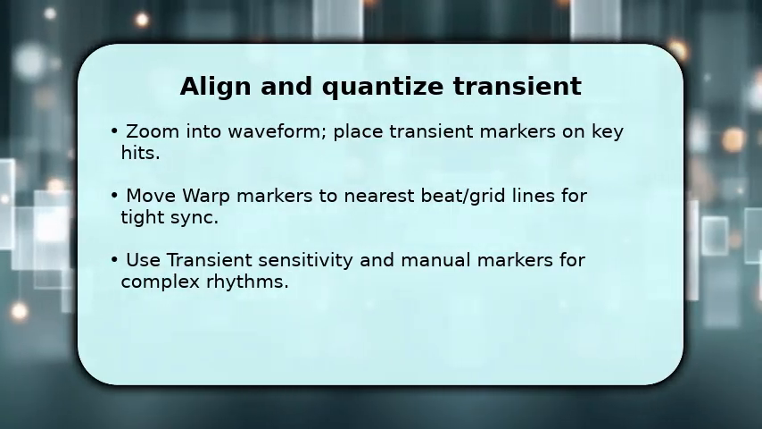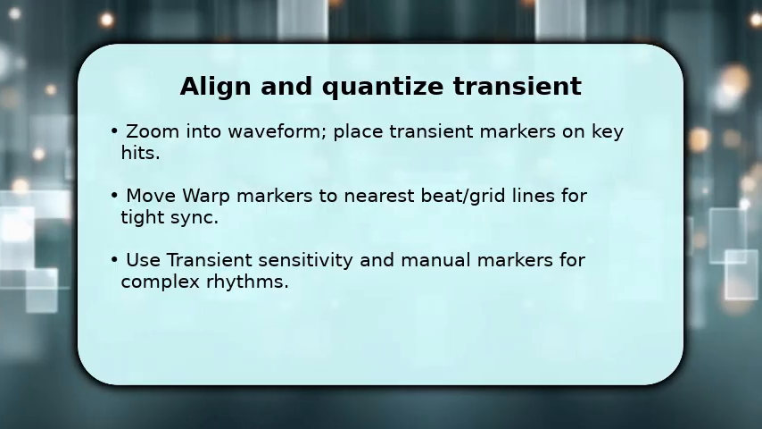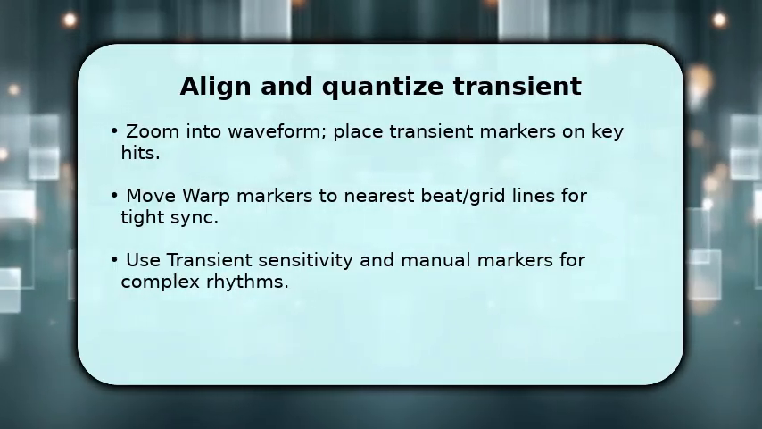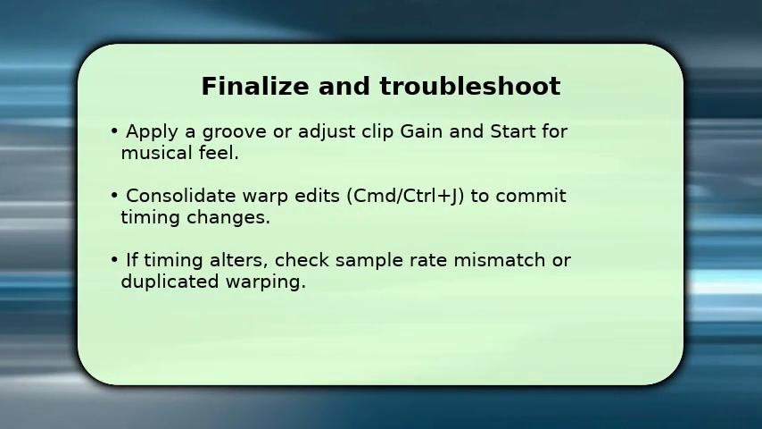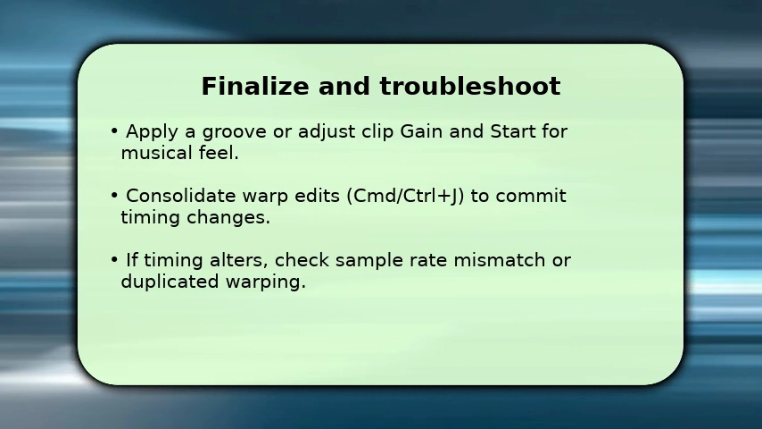After aligning, play and loop to hear if beats sit correctly. Finish by adjusting the clip gain and timing offsets for musical balance, then apply a groove if you want humanized swing. Once satisfied, consolidate the clip to commit the edits.